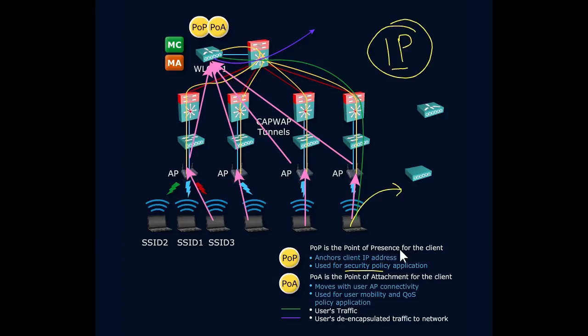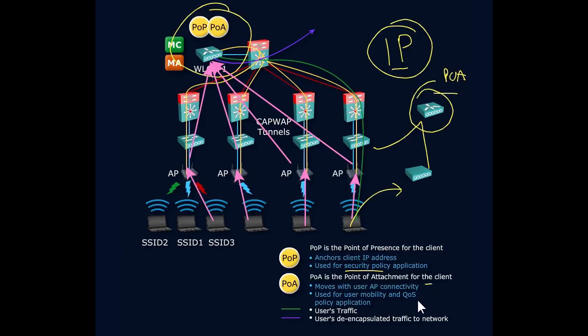The point of attachment is, well, what am I hanging off of right now? So initially, when a client starts working with a wireless network managed through a wireless LAN controller, their point of presence and the point of attachment are the same thing. I got onto this wireless LAN controller, and I'm currently on this wireless LAN controller. But then later, if they roam and they move from one controller to another, one access point to another, and this access point is associated with another controller, then the point of attachment has changed. Now the PoA is over here on the right-hand side.